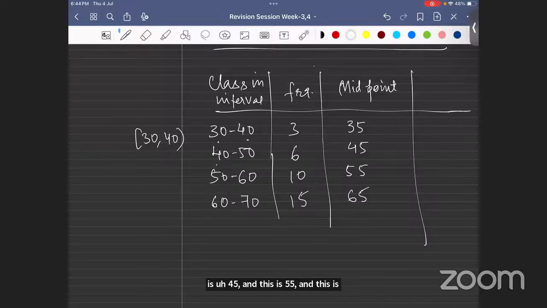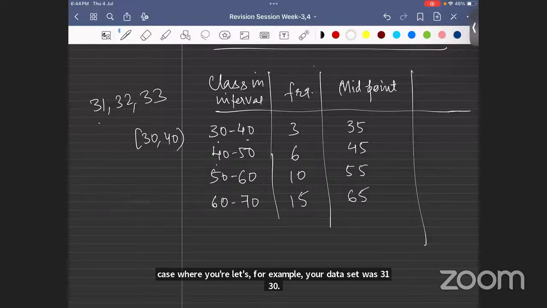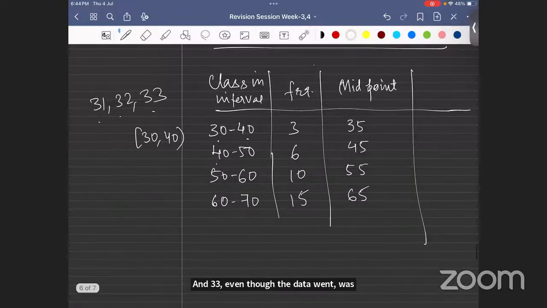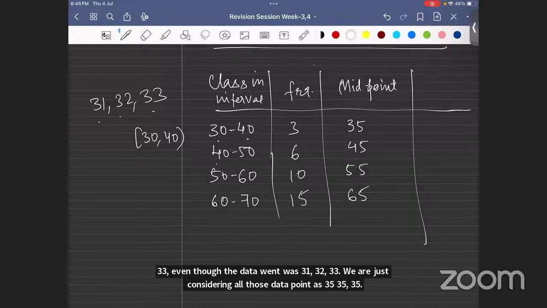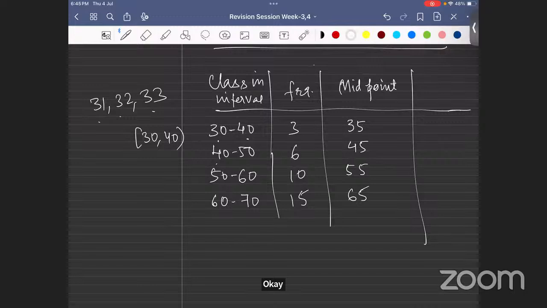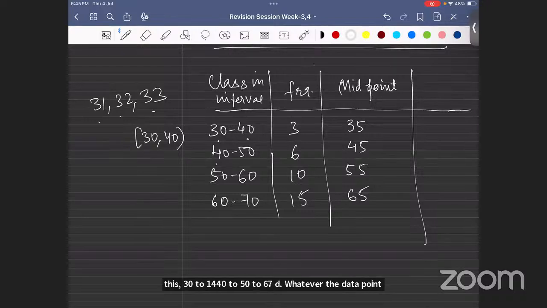Okay, see, what we are going to do here, in this type of case, let's say your data set was 31, 32 and 33. Even though the data points were 31, 32, 33, we are considering all those data points as 35, 35, 35. So that's why, in this type of case where you have been given grouped data for continuous data, and the interval is given like 30 to 40, 40 to 50, 50 to 60, 60 to 70, whatever data points were given, you have just categorized them and counted how many data points are present between 30 to 40, and put it as 3, 6, 10, 15.